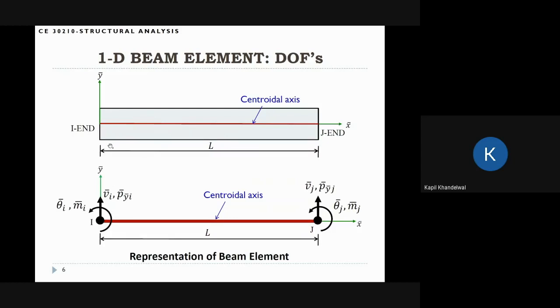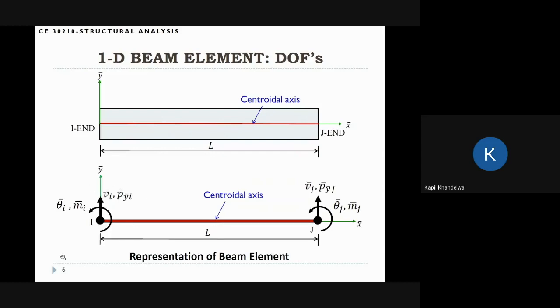And so what we are going to do is represent this beam by the centroidal axis. Instead of drawing this like a thick section, we'll just draw a thick line here, and then we'll say, okay, this is our beam. And typically, this thick line represents the centroidal axis. So centroidal axis here.